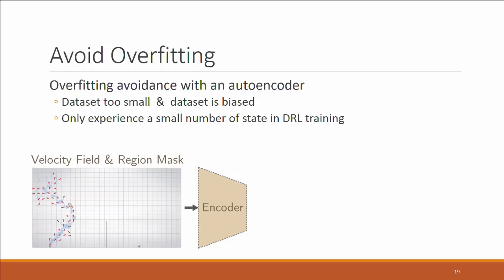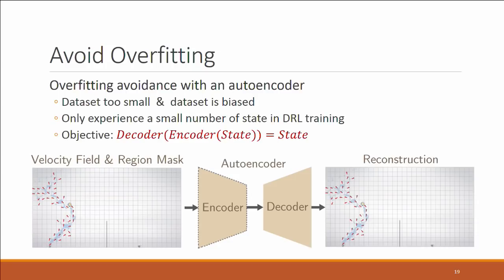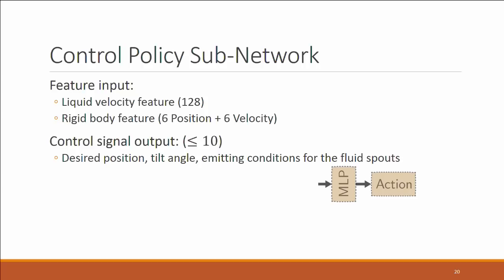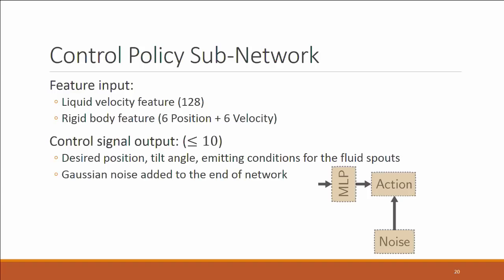We can alleviate this problem by introducing a decoder, and this gives us an autoencoder. We add this reconstruction condition, which says that the encoder-decoder pair should reconstruct our velocity field, and we add this reconstruction loss to our reward function. Then the control policy net just maps the liquid velocity field and other minor features, such as the position and the velocity of our rigid body, to the desired control signal, which involves the desired position, tilt angle, and emitting condition for our fluid spout. Finally, we add some Gaussian noise. By doing so, we satisfy the requirement of DRL that our controller should be stochastic.